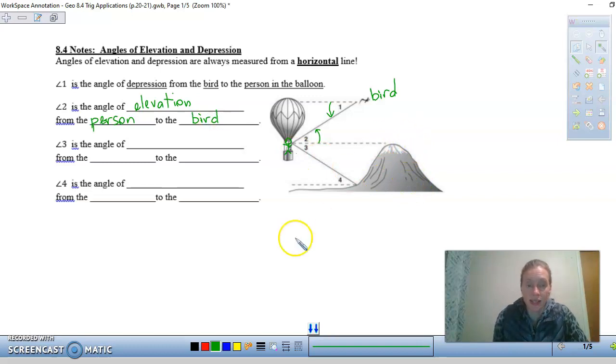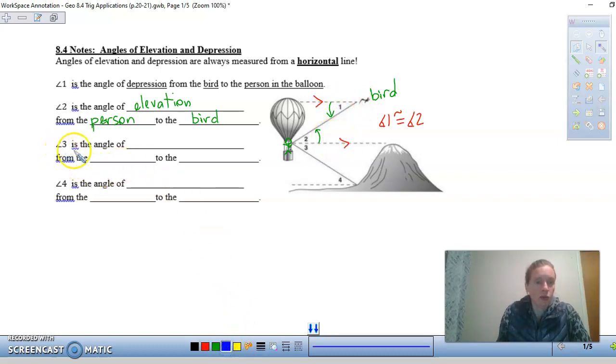Now, an interesting little side piece of information is horizontal lines are always going to be parallel. So these are parallel. Notice the Z. What that means is angle 1 is congruent to angle 2. Okay, and that's always going to happen. The angle of depression from bird to person is going to be congruent to the angle of elevation from the person to the bird, and that's because of those parallels.